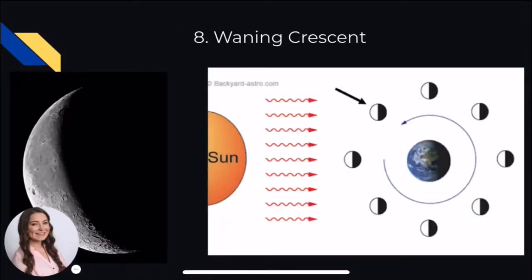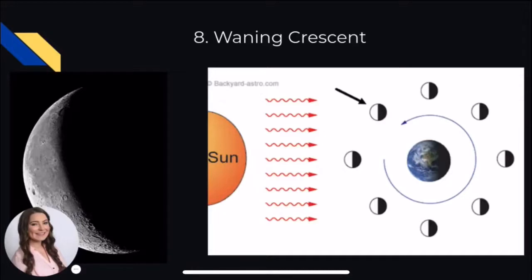The last phase is the waning crescent. Now the moon is in the waning crescent phase. Less than one half of the moon appears illuminated. It decreases until it reaches the new moon phase again, and the cycle repeats.